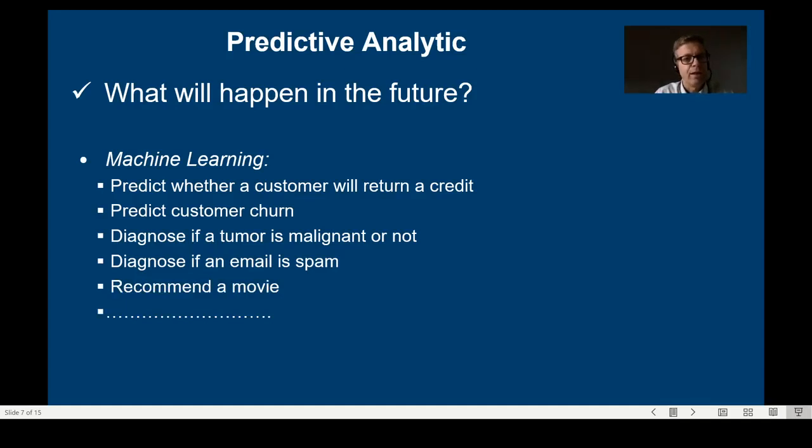So there are a lot of applications for machine learning, and later we will understand how machine learning is implemented and what it is. I'm just defining the types of analytics, and we will get deeper into all of these three analytics later.